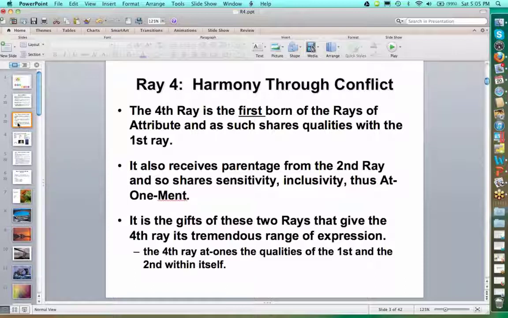It also receives parentage from the second ray, and therefore, as it does, it shares sensitivity, inclusivity, and at-one-ment that it receives from the second ray. And it is the gifts of these two rays that give the fourth ray its tremendous range of expression, as we shall see.